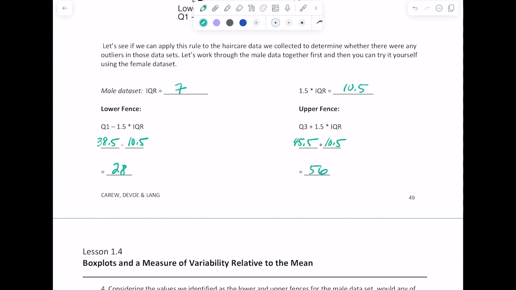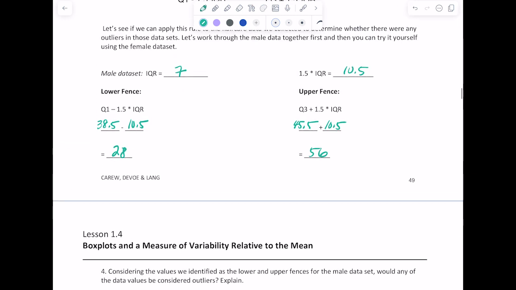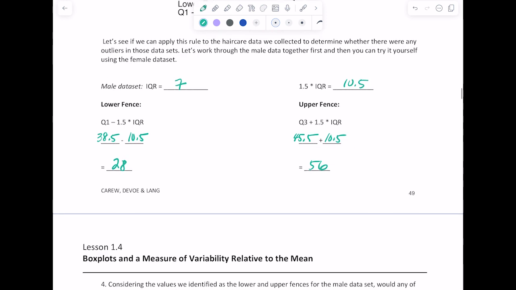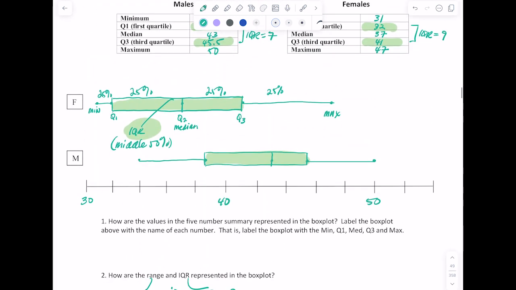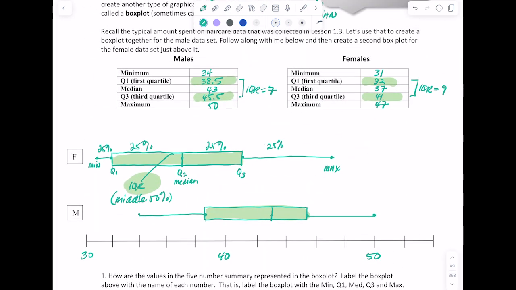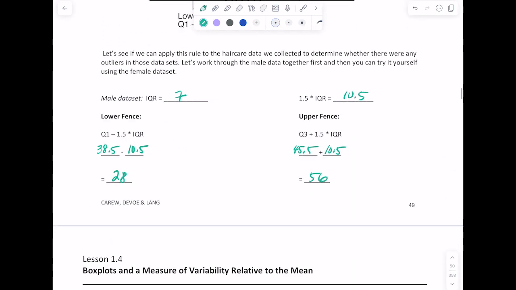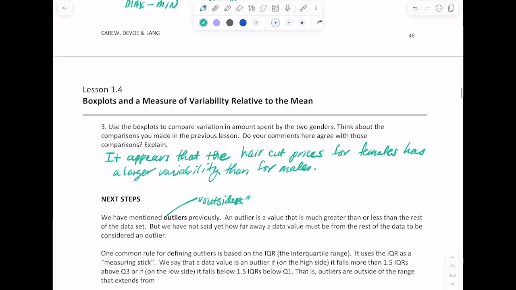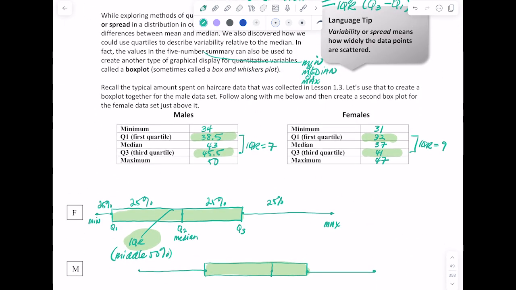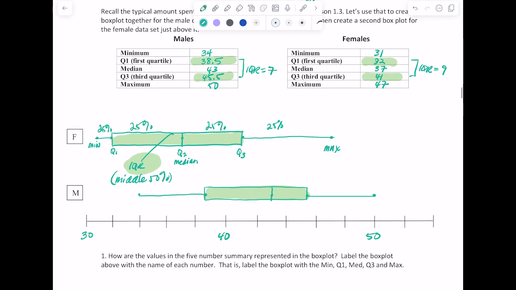Okay, so now what we do is look to see, are there any numbers less than 28 in our data set, in our 5-number summary? If we look at males, the lowest number is 34, and that's okay. We're looking for numbers that are less than 28. Then I want to see, are there any numbers greater than 56 in the data set for males? There aren't, right? The highest number there is 50. So there are no outliers for the males. If you were thinking maybe this was an outlier because it looked like it was far away, it tends to not be based on our calculations.